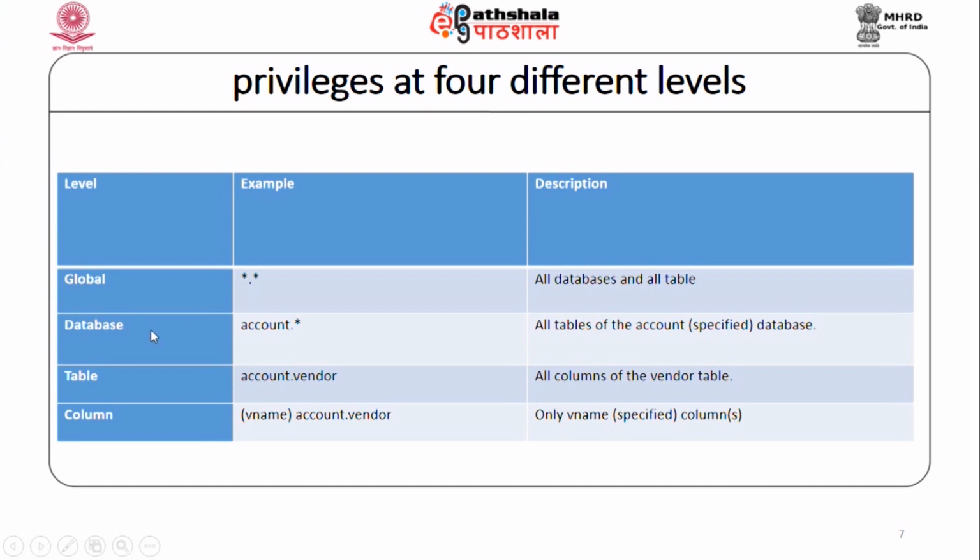The second level is the database level. For example, account dot star means that all the tables of the account database are given privileges. You can give one particular table also, for that you write database name dot table name, for example, account dot vendor. So, account is a database and vendor is a table of the account database. In a table, you can also give privileges to a particular column. For example, you can write vname, account dot vendor, that means the column name, and then you provide the database name dot table name.